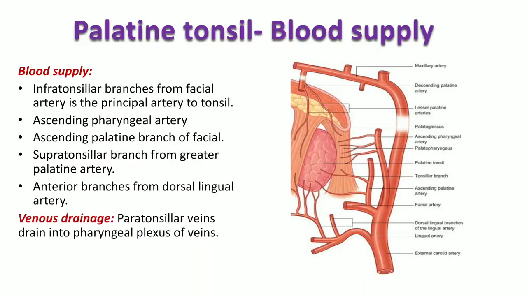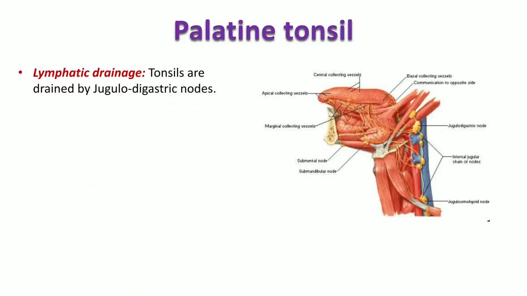Veins: the paratonsillar veins, which we just saw on the lateral surface, drain into the pharyngeal plexus of veins. Lymphatics: from the tonsil, they mainly drain into the jugulo-digastric nodes, especially one node situated between the posterior belly of digastric, the internal jugular vein and the common facial vein. In this triangular area, one of the jugulo-digastric nodes is enlarged in infections of the tonsils, and it is called the principal node of the tonsil.